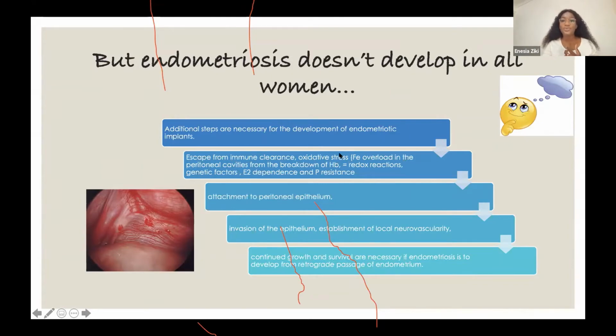And we also know that there is oxidative stress. This effluxed endometrial tissue has iron, and so there's an iron overload in the peritoneal cavity from the breakdown of hemoglobin. This leads to redox reactions and propagation of inflammation in these women, leading to an environment where the condition actually thrives and grows.